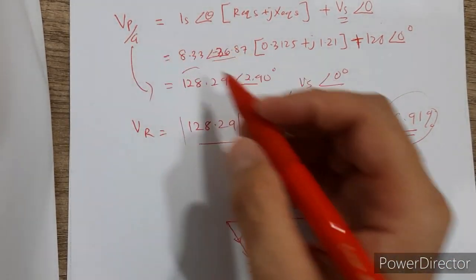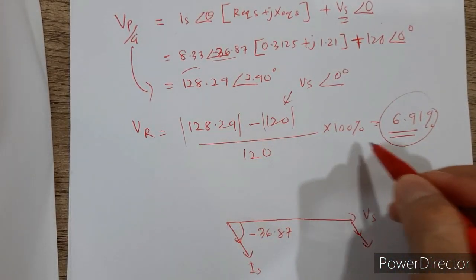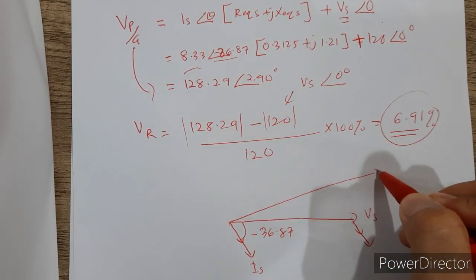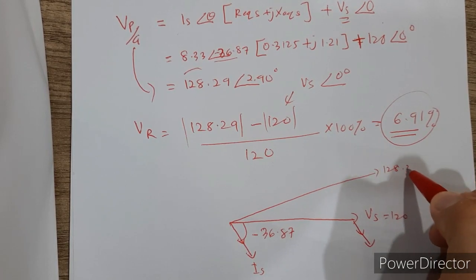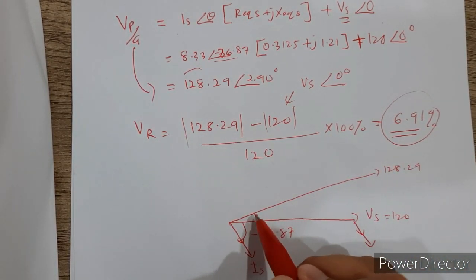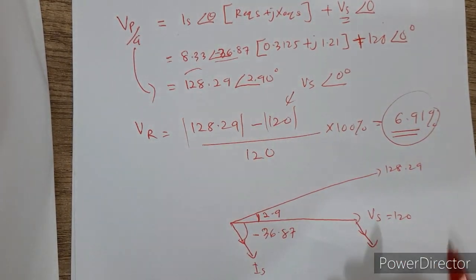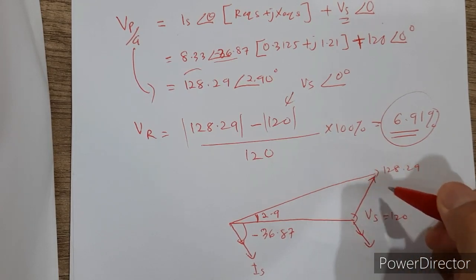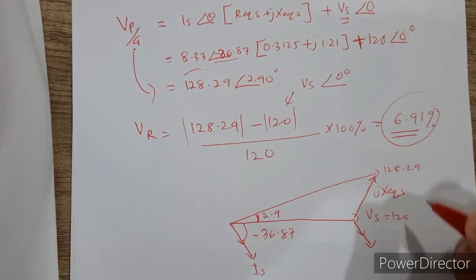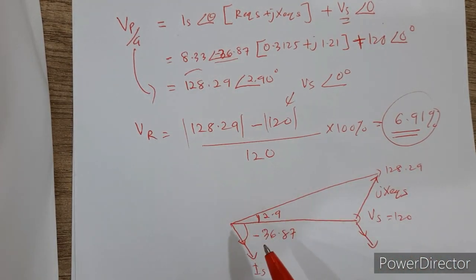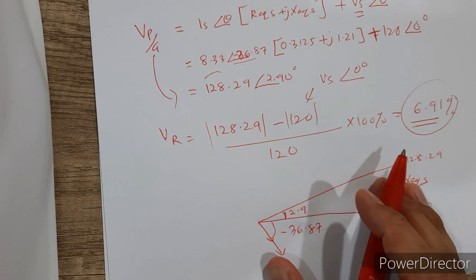And then we draw VP over A. The magnitude for VP is 128.29, so for sure the line is longer than VS, which is 120. The small angle here is 2.9 degree. Then you just connect this one to determine jX equivalent S. So this represents the phasor diagram for the transformer.